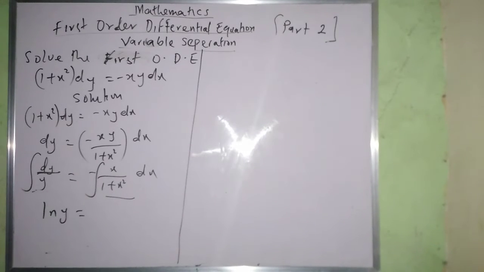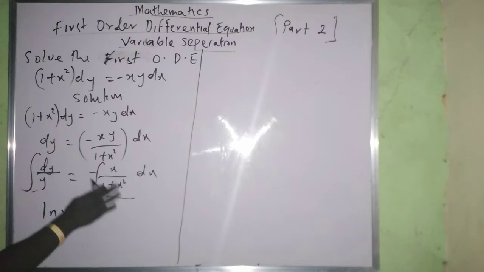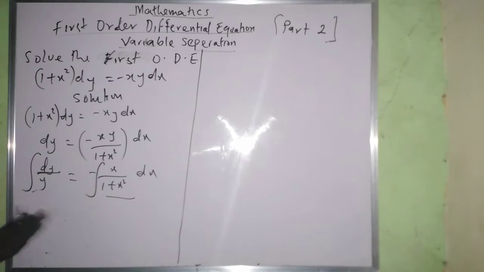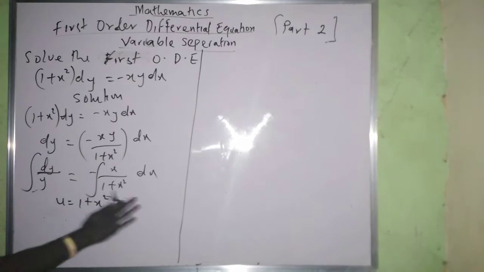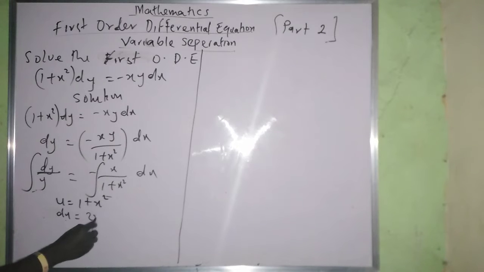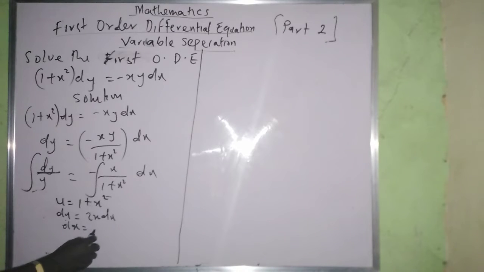I'll be having ln y equals to. Now, if I differentiate this, I will have 2x. There are many ways, so let me just move on to u equals to 1 plus x squared. Then du equals to 2x dx, which means my dx equals to du all over 2x. It means I will now be saying minus integral of x all over u du all over 2x.